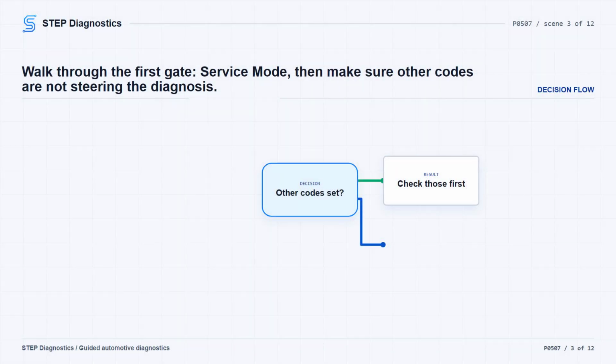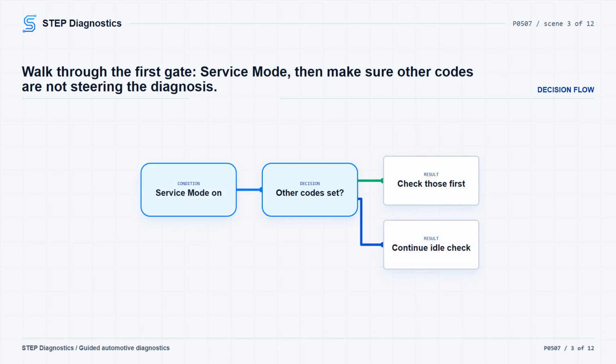Turn the ignition on with the vehicle in service mode. Before you focus on the idle high fault, verify that no other codes are set. If other codes are present, check what they mean first. If no other codes are set, continue with the idle check.